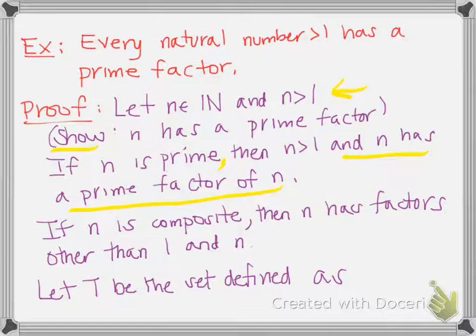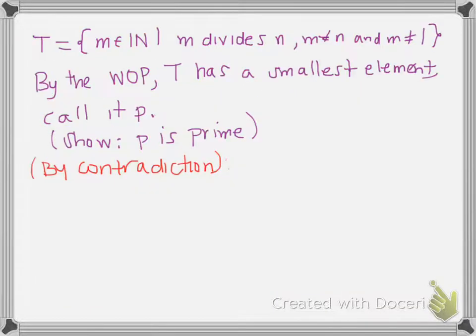But since we're assuming it's composite, then it has factors other than 1 and n. So now we're going to define a set T, where whatever that other factor is going to be in this set T. So T equals the set containing m belonging to the naturals such that m divides n, okay, because it's a factor of n, and m does not equal n, and m does not equal 1, right?